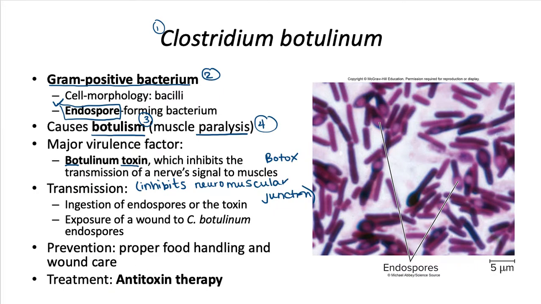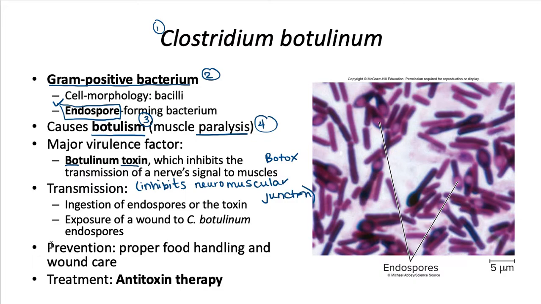All right, more facts about botulism. It can be transmitted by ingestion of the endospores or exposure of a wound to Clostridium botulinum endospores or the pathogen, or just the vegetative organism itself.